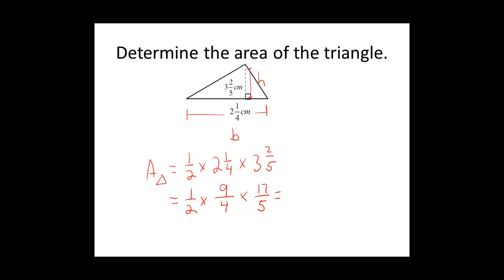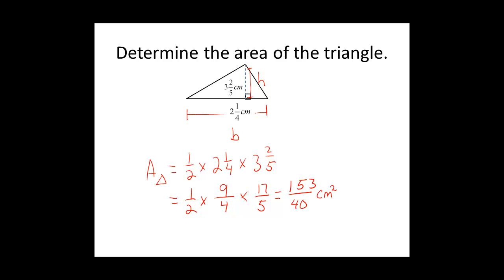Now we will multiply 1 times 9 times 17. We get 153. 2 times 4 is 8, and 8 times 5 is 40. We will use our square units, so this is centimeters squared. This is the answer as an improper fraction.